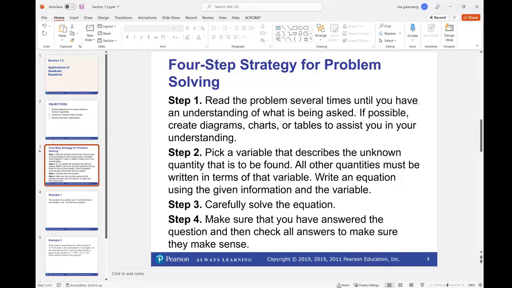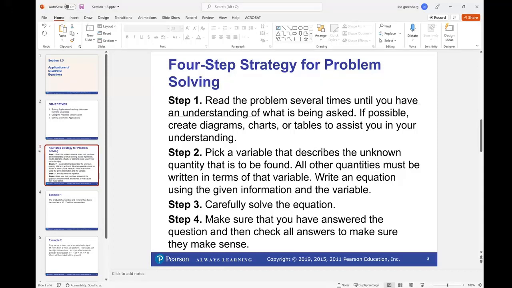All of the quantities must be written in terms of that variable. So even if you can't at first, that means there's another equation somewhere that has those variables in it, and you want to solve one for the other so you can replace it and have one equation that has one variable in it. Okay, it can have a lot of terms, but it has one variable. And then it says write an equation using the given information and the variable. Okay, step 3, we're going to solve the equation.